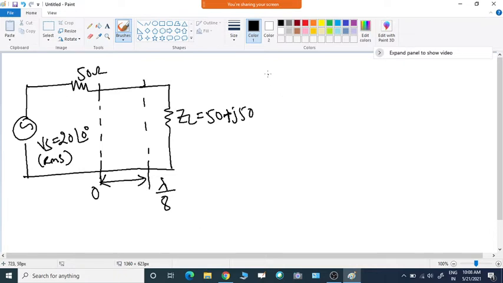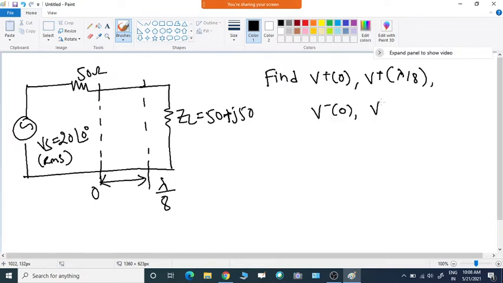Now we need to find what is V plus of 0 and V plus of lambda by 8, and V minus of 0 and V minus of lambda by 8. We need to calculate these. This is the first one. And second, we need to calculate what is V of 0, the total voltage. The first ones are only the magnitude values of the traveling waves and the reflected waves.